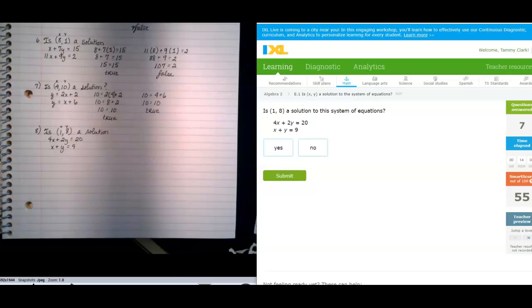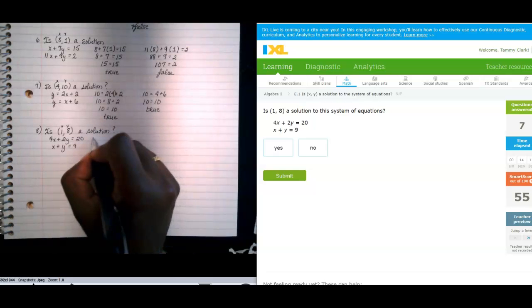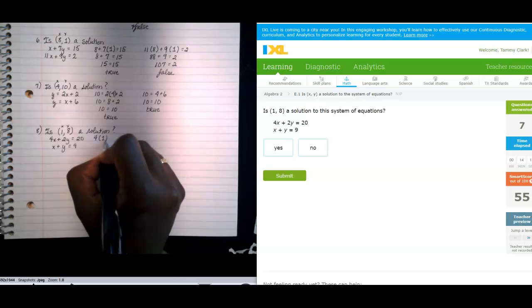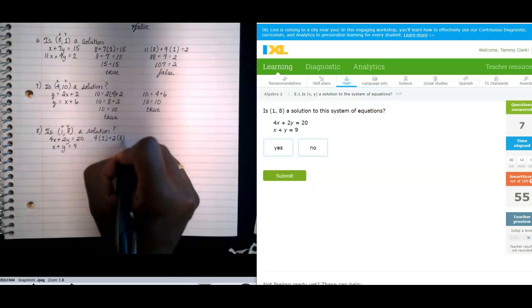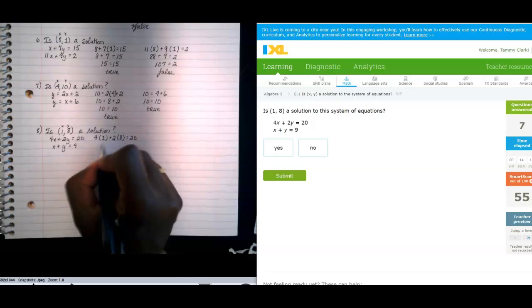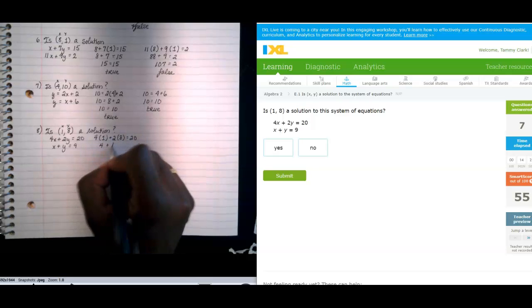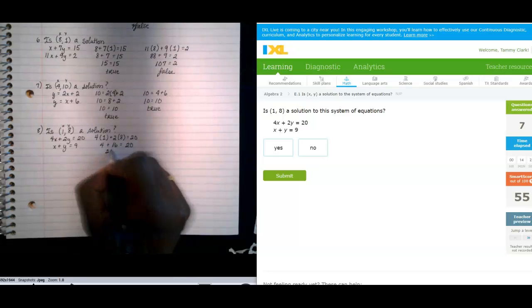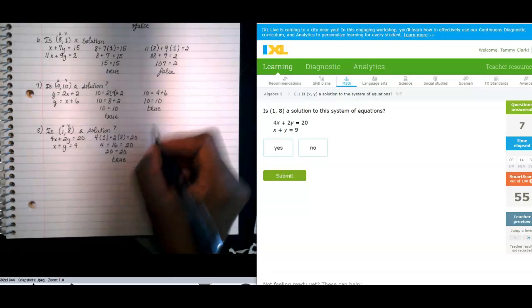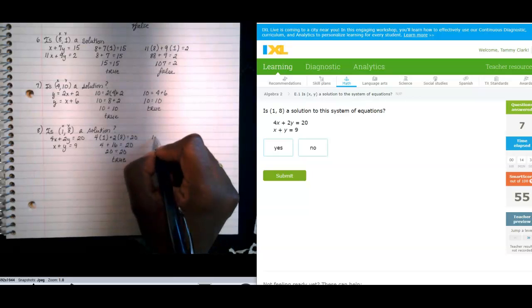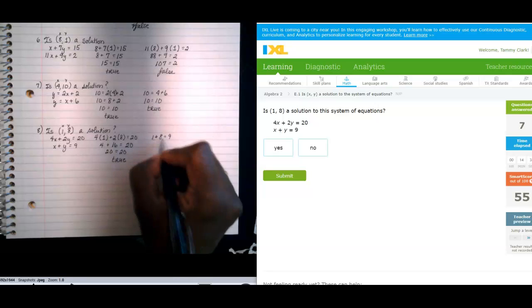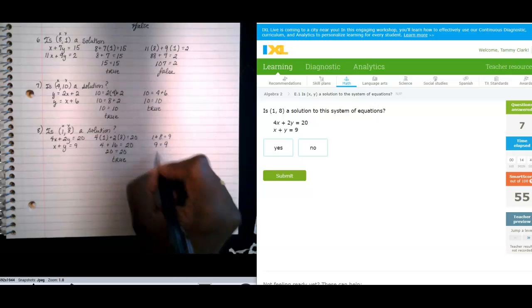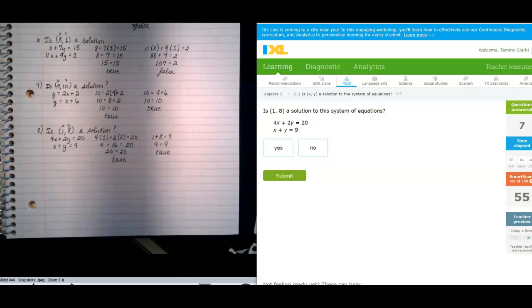Is ordered pair (1, 8) a solution to the system? So we do 4 multiplied by 1 plus 2 multiplied by 8 equals 20. 4 times 1 is 4. 2 times 8 is 16. We're trying to see if that equals 20. Well, 4 plus 16 is 20, so that's true. And then we've got 1 plus 8 equals 9. Well, 1 plus 8 is 9, and 9 does equal 9, so that is true. So ordered pair (1, 8) is a solution.